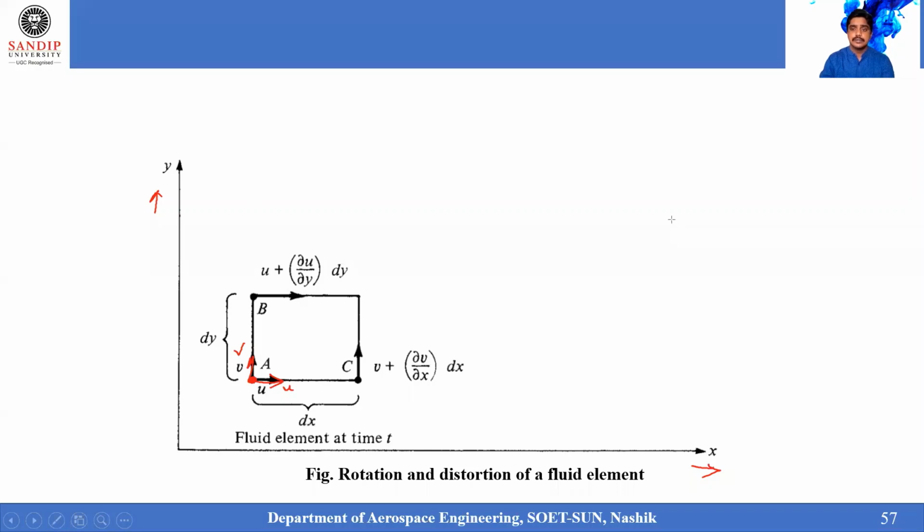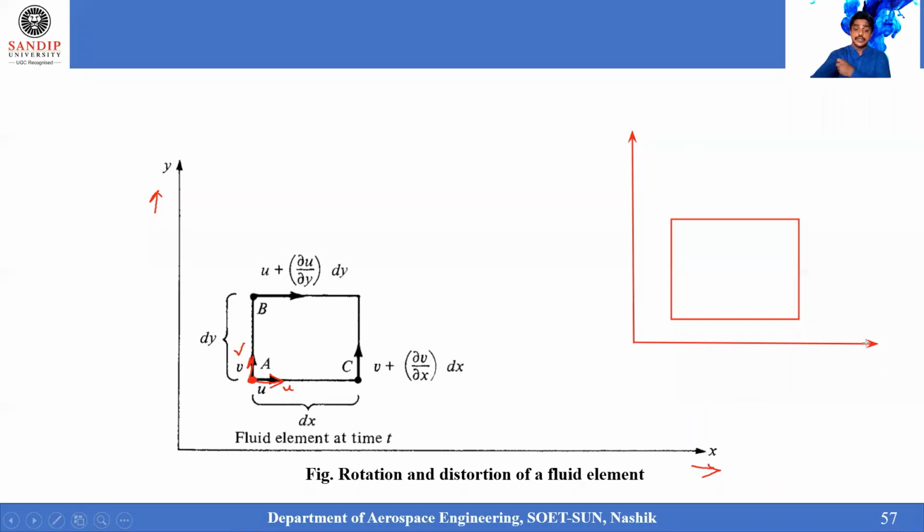Let me take it separately and annotate it here. So we have taken a fluid element at a time instant t, in order to discuss the rotation or the angular velocity of the fluid element, the rotation and the distortion of the fluid element. That is the fourth case I'm dealing with directly.